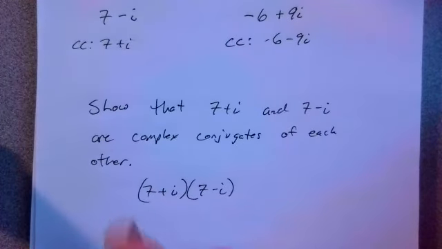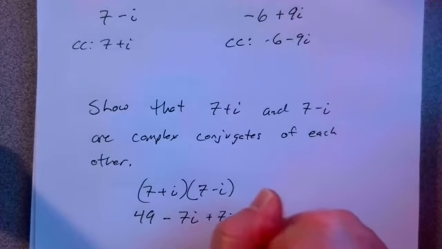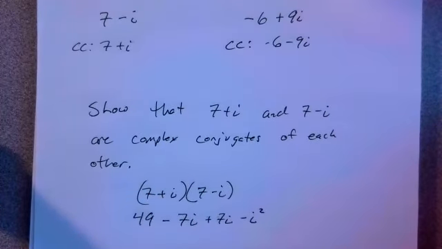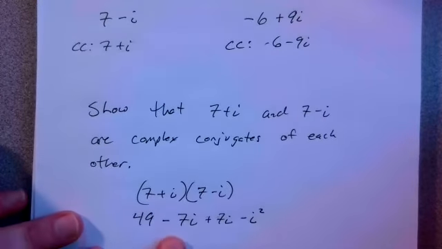So 7 times 7, we get 49. 7 times a negative i is a negative 7i. i times 7 is a positive 7i. i times a negative i is a negative i squared. Then simplify. Negative 7i and a positive 7i, that's 0. i squared is going to turn into negative 1, so I get 49 minus negative 1.